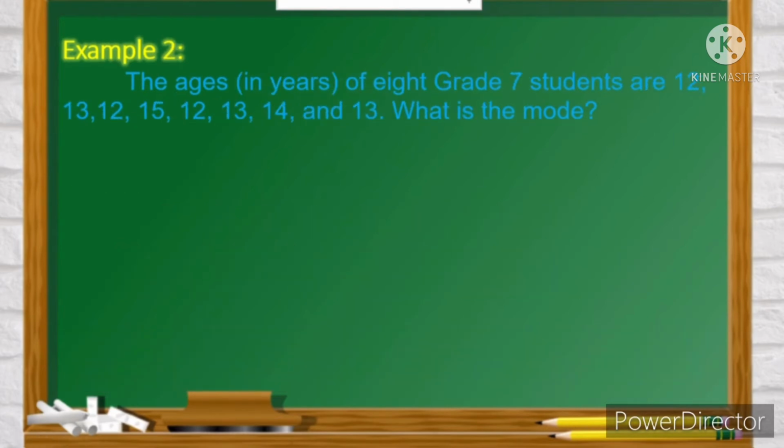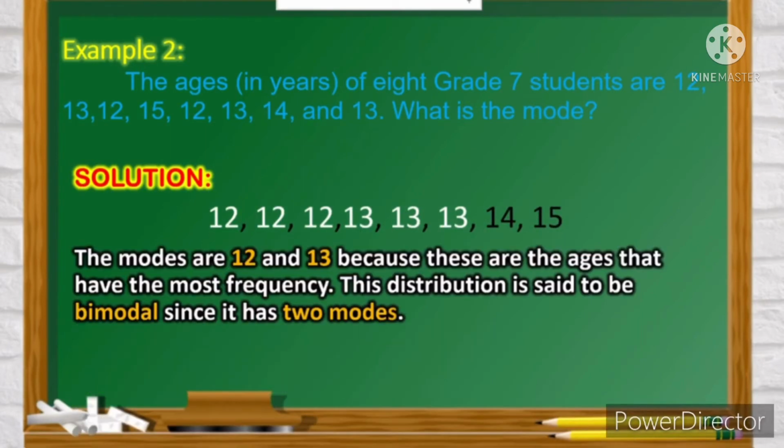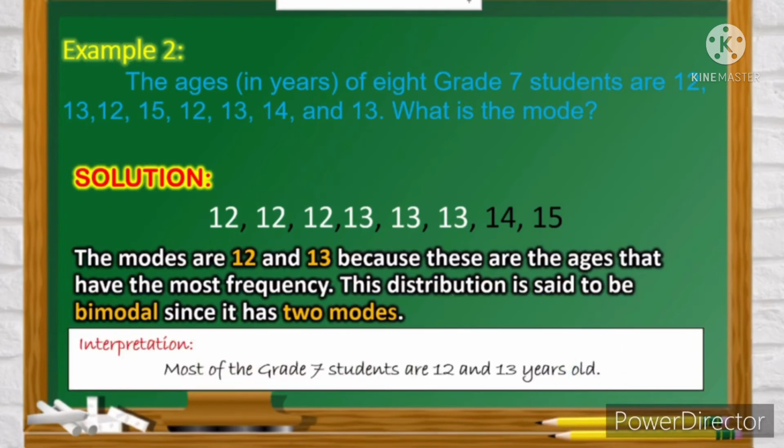Next example. The ages in years of 8 grade 7 students are 12, 13, 12, 15, 12, 13, 14, and 13. What is the mode? For our solution, the modes are 12 and 13 because these are the ages that have the most frequency. This distribution is said to be bimodal since it has two modes. Therefore, we can say that most of the grade 7 students are 12 and 13 years old.